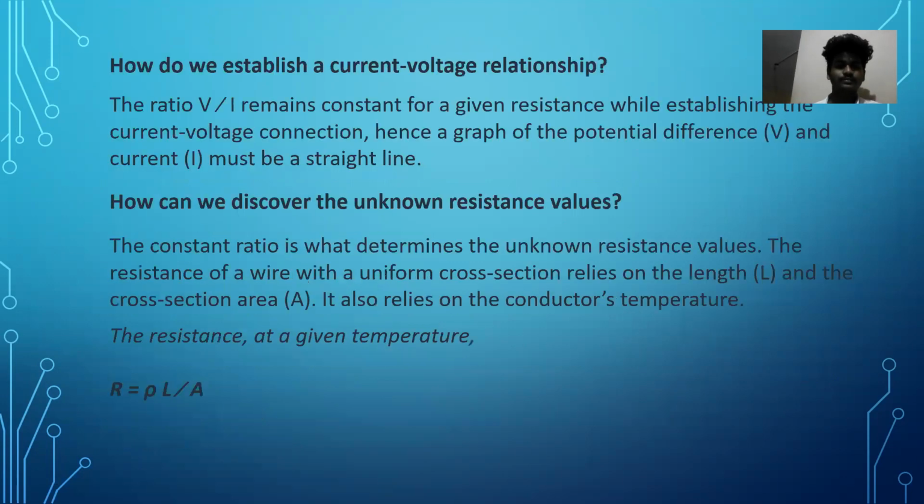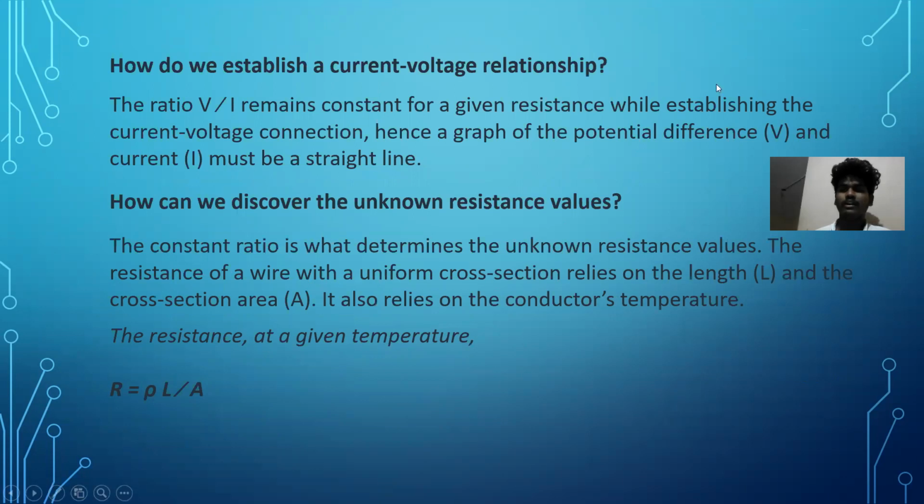And the next is how do we establish a current voltage relationship? The ratio V by I remains constant for a given resistance. For establishing the current voltage connection, a graph of potential difference V and I must be a straight line. And the next is how can we discover the unknown resistance values? The constant ratio is what determines the unknown resistance.